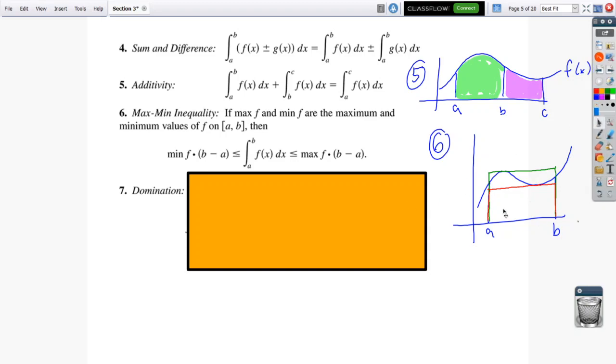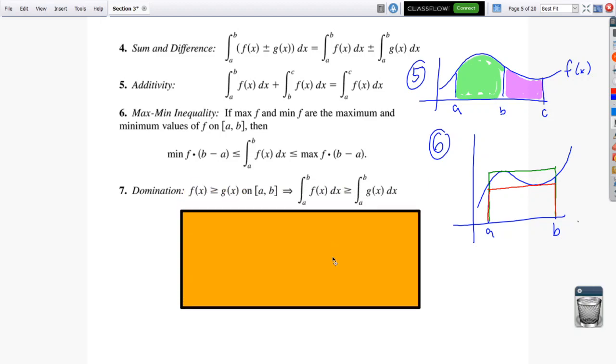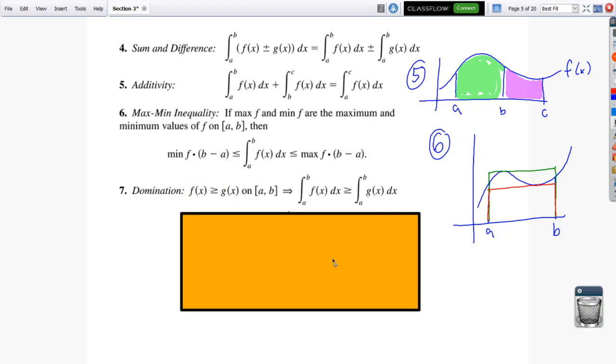And the last one that we have here, the domination. If f of x is greater than g of x on a closed interval, then the integral from a to b of f of x dx is going to be bigger than the integral from a to b of g of x. Domination just means when a function is bigger than another function. So if f of x is bigger than or equal to g of x, then the area under the curve of f of x is bigger than or equal to the area under the curve of g of x.